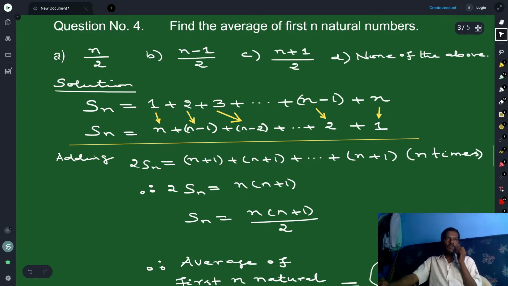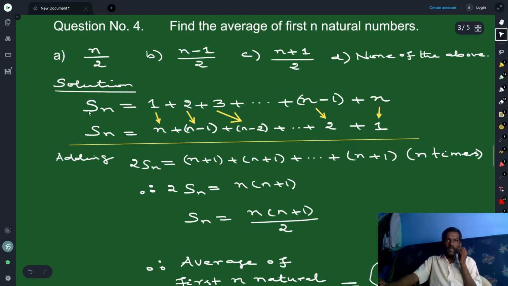The options we are given are: A is n by 2, B is n minus 1 over 2, C is n plus 1 over 2, and D is none of the above. So we are asked to find the average of first n natural numbers. We know that natural numbers start from 1 and continue from there on. So let us write the sum to n terms to be 1 plus 2 plus 3 plus and so on, n minus 1 plus n. So first n terms we have added.